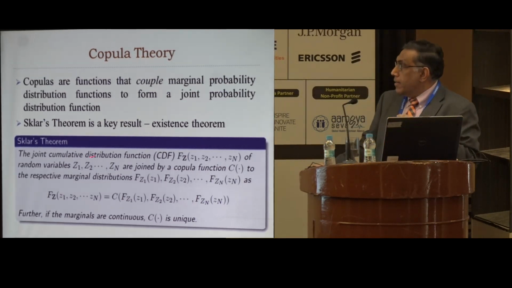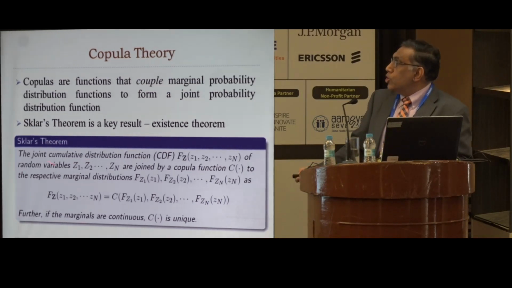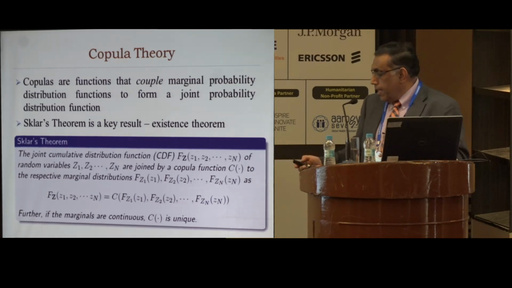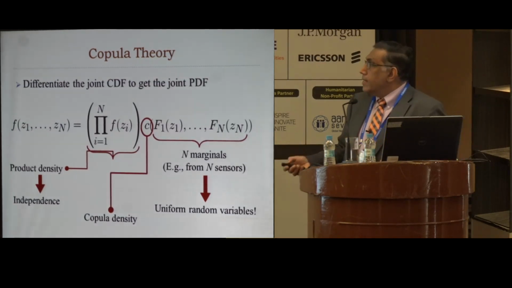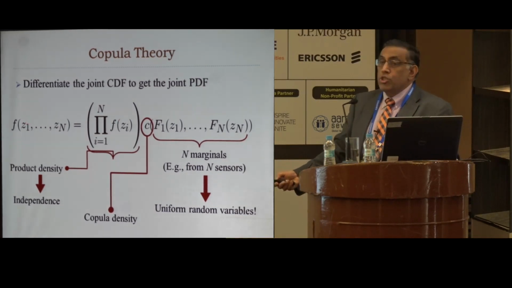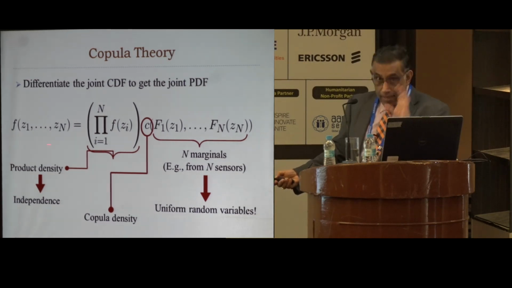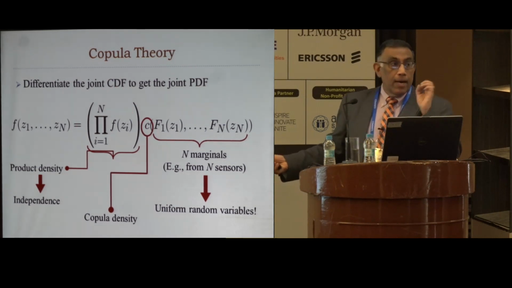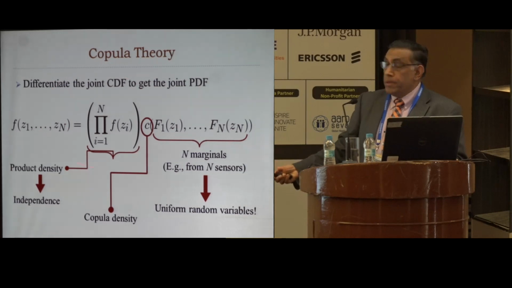So this gentleman, Sklar, came up with a theorem that the joint cumulative distribution function can be represented using a joint copula function. Let me go to the next thing. This really puts it together for you. This is easier to understand. So the joint PDF of your n random variables, dependent, can be written as the product of the marginal densities. With independence, this is where you stop.